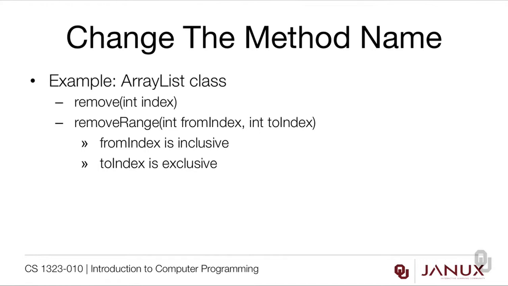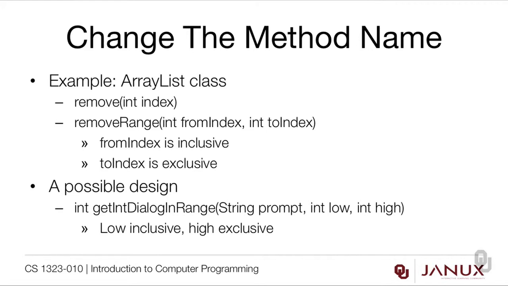Now let's take a look at what the other possibility might look like. An example for this is in the ArrayList class, where you have a remove method that takes an int index as a parameter, and you have removeRange, which takes two indices, int fromIndex and int toIndex. And notice fromIndex is inclusive and toIndex is exclusive. Now, a possible design would look something like this: int getIntDialogInRange. So then you'd have a String prompt, an int low and an int high, and low would be inclusive and high would be exclusive. So that's the design. And of course, we could have a third method like this too.